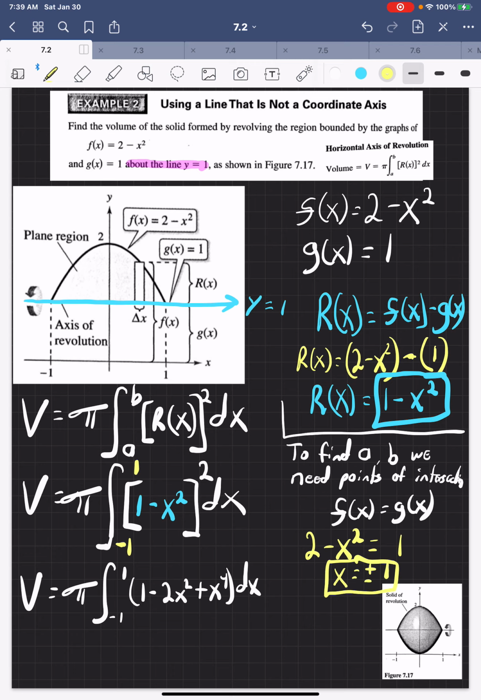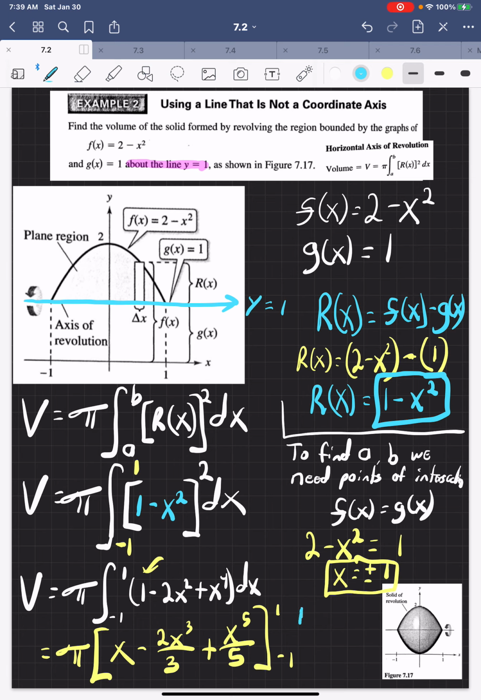Okay, so let's go ahead and integrate this. So pi, so if you integrate 1 with respect to x, that's just x, right? Because the derivative of x is 1. Then we integrate negative 2x squared, so that's minus 2x cubed over 3 plus x to the 5th over 5. And don't forget negative 1 to positive 1. So that last step is going to be f of b minus f of a. So that's f of 1 minus f of negative 1.